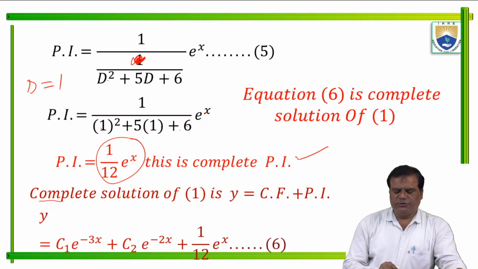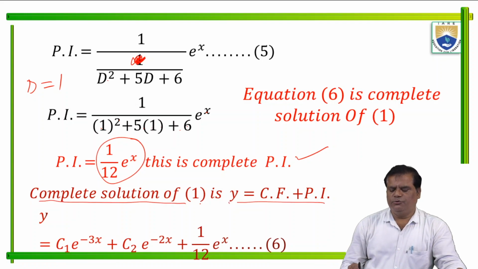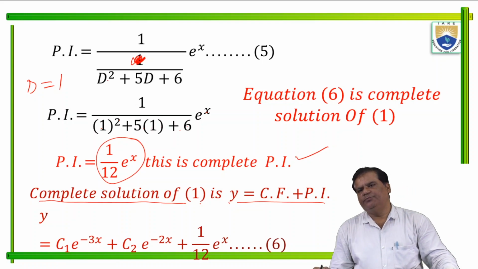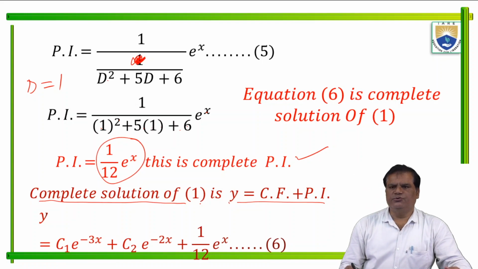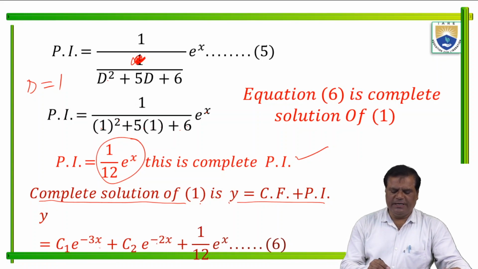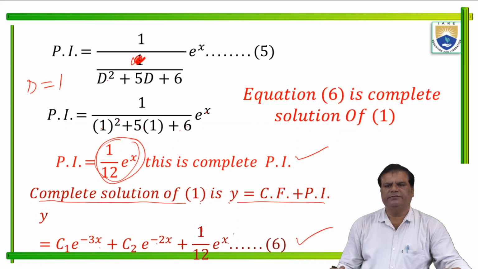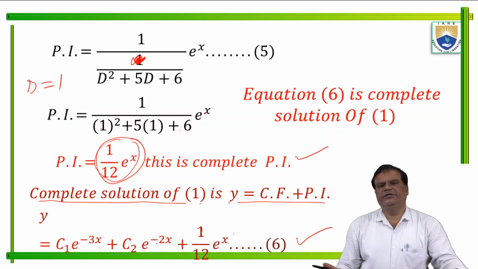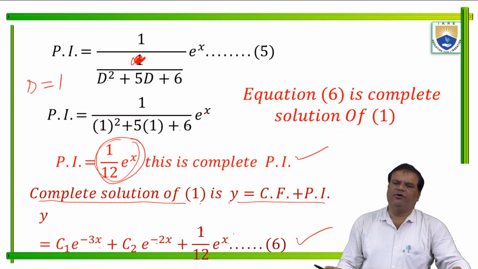Now the complete solution of equation 1 is y equal to CF plus PI. We apply the formula y is equal to CF plus PI. So y is equal to CF, which we write as C1 e to the power minus 3x plus C2 e to the power minus 2x, plus PI. PI is 1 upon 12 e to the power x. This is the complete solution of the given linear differential equation of second order with constant coefficients.